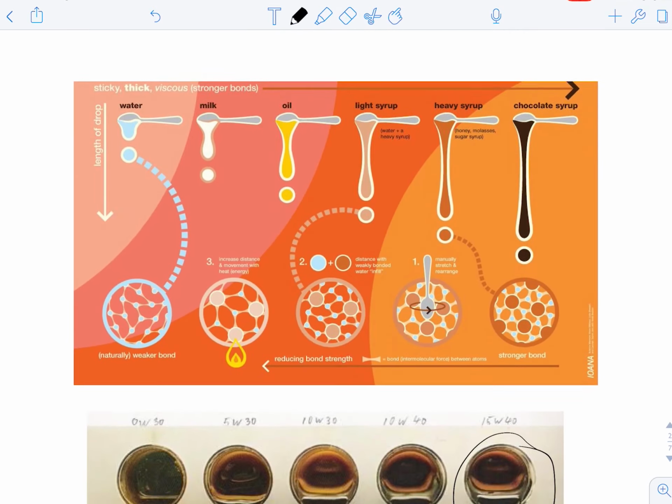Next, we want to look at surface tension. Surface tension is the energy required to increase the surface area of a liquid by a unit area.